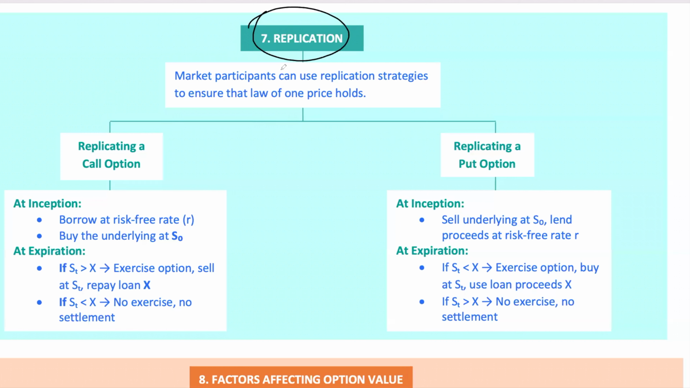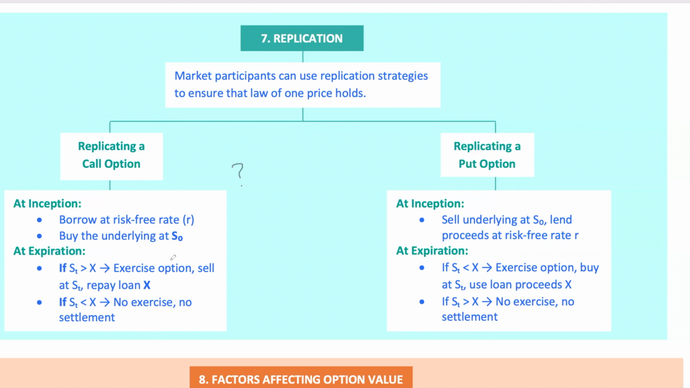Now, let's talk about replication, which is a way for market participants to duplicate an option payoff using more basic building blocks, like borrowing or lending at the risk-free rate and buying or selling the underlying. Imagine you want to replicate a call option. You could borrow some money at the risk-free rate, use that money to buy the underlying, and then at expiration, if the underlying's price is above the strike, sell it off to repay the loan. If the underlying's price is below the strike, you wouldn't exercise your hypothetical call, meaning your losses are capped. This structure essentially mimics the call payoff.